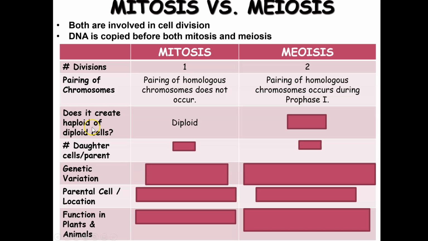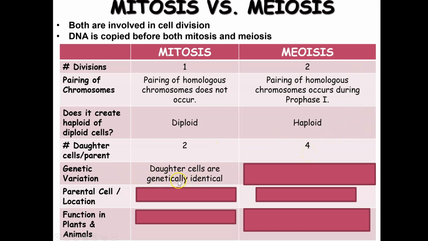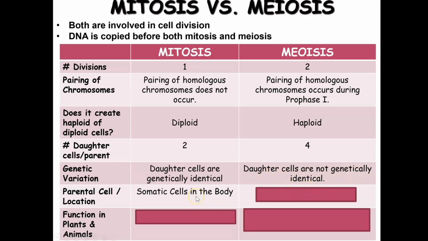Does it create haploid or diploid cells? Mitosis creates cells exactly the same as the parent cell, which is diploid. Meiosis creates 4 haploid daughter cells. So the number of daughter cells in mitosis is 2. The number of daughter cells in meiosis is 4. Genetic variation? Nope. In mitosis, daughter cells are genetically identical. And in meiosis, the daughter cells are not genetically identical.